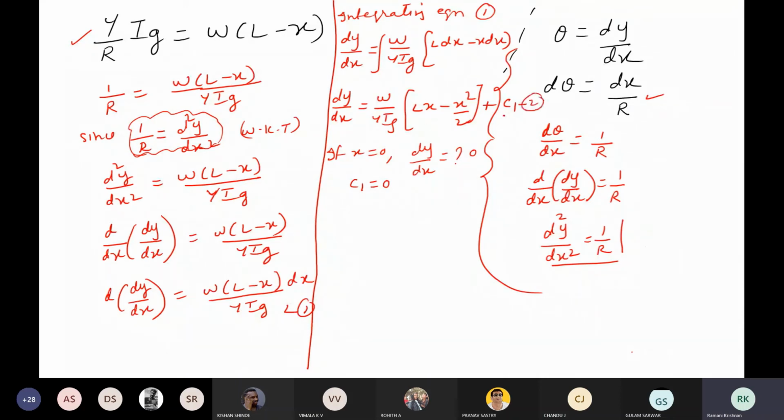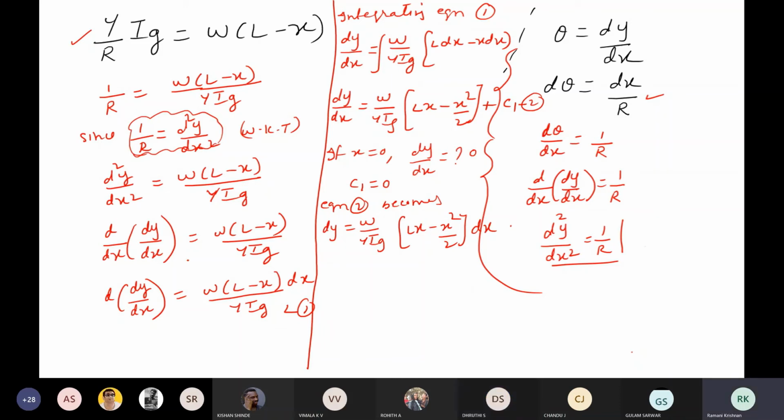Let us continue from here. C1 is 0. Now can I write equation 2 again? Equation 2 becomes dy equal to w by YI (L x minus x square by 2) dx, because C1 has become 0. Can I write this? Yes, sir, I can write.